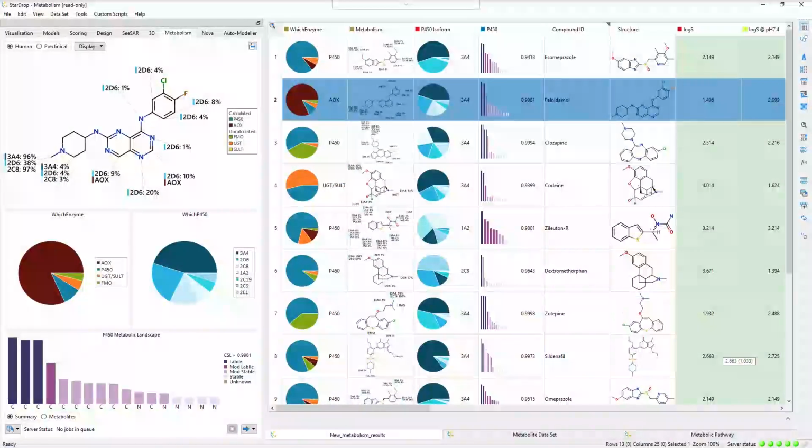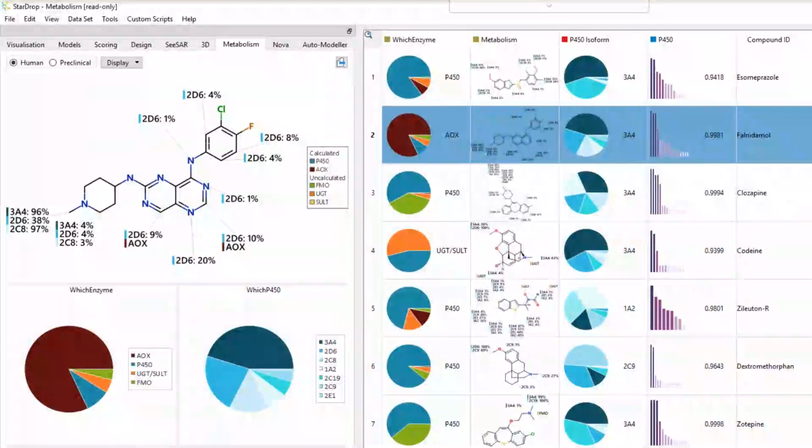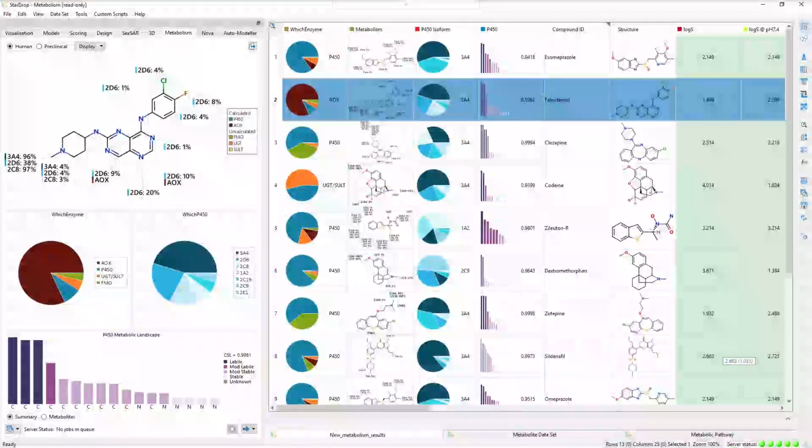When planning preclinical metabolism studies, it is important to select the species that will best represent the predicted human metabolism. In the case of falnidamol, the which enzyme model shows aldehyde oxidase is likely to be a major route of metabolism. Guinea pig and rhesus monkey exhibit similar aldehyde oxidase activity to humans and would therefore be appropriate species to evaluate the metabolism of falnidamol.